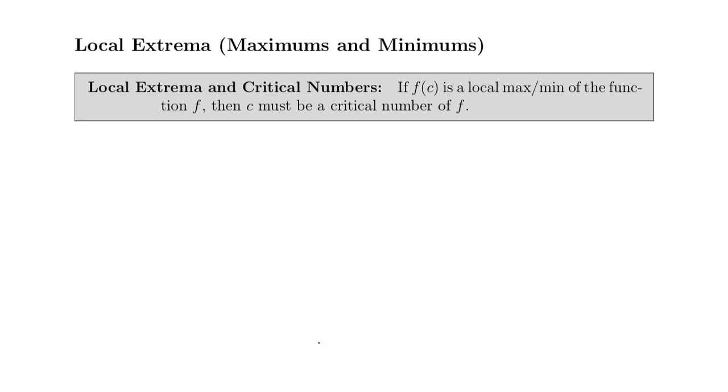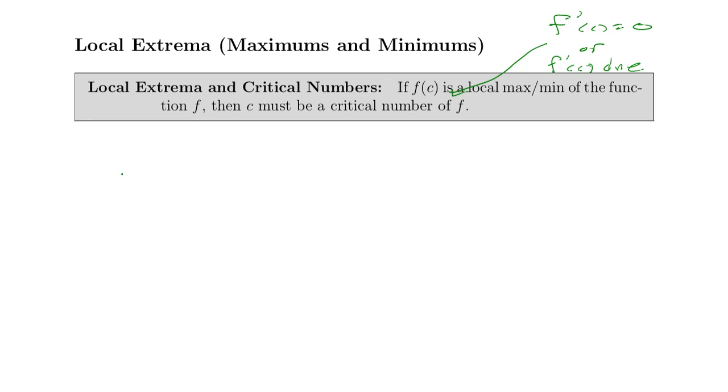So the main key here is that if we have a function and we look at a point on that function and it's a local maximum or a local minimum, then we're guaranteed that the x value that it occurs at has to be a critical number. It has to be a spot where, again, our derivative is equal to 0 or f prime of c does not exist. So as long as we have an actual point and it's a max or a minimum, then we're guaranteed that it happened at a critical point or a critical number.